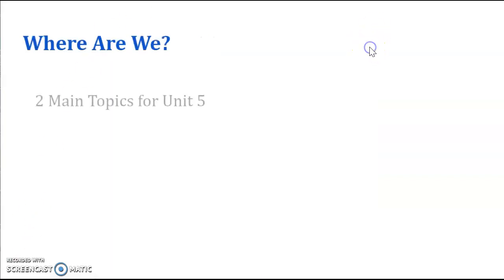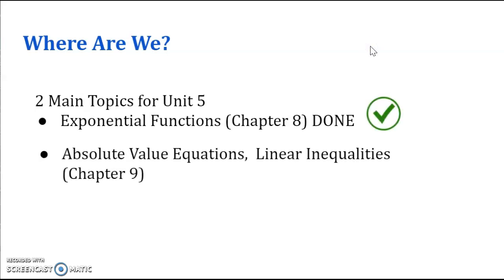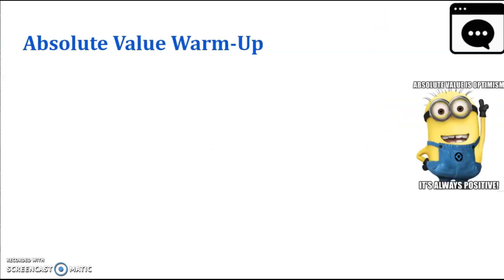Where are we? We have two main topics for Unit 5, and we have just finished exponential functions. That's Chapter 8 of CPM. Now we're going to be looking at absolute value equations and linear inequalities, and that is Chapter 9 of the CPM textbook. So before we get started, we're going to do a quick warm-up review of absolute value function.